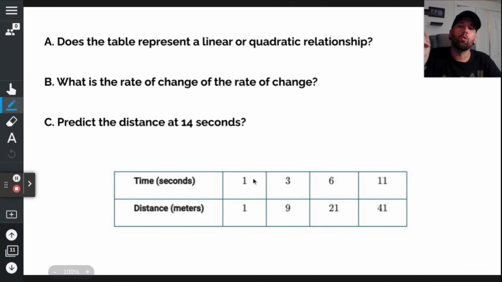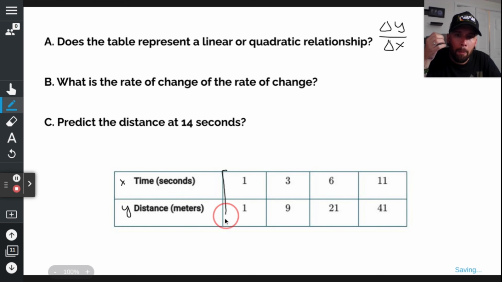Okay? Remember that slope is found by the change in y values over the change in x values. This would be an x value. This would be a y value. So if I wanted to find the slope between these 2 points, my change in x value is going to be from 1 to 3, so plus 2, and my change in y value is positive 8. So my slope is going to be the change in y, 8, over the change in x, 2. 8 over 2 is 4.